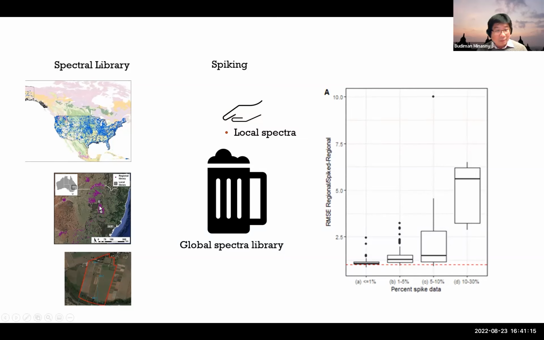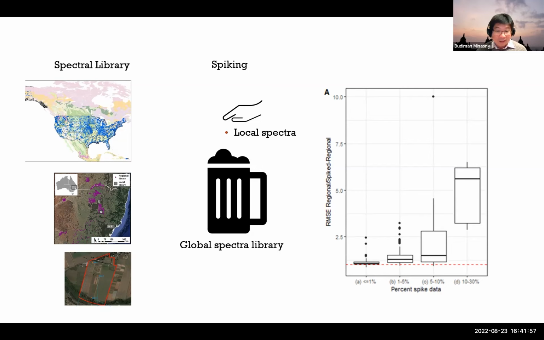The problem is that if you have this global library, when you try to predict locally, it doesn't perform well. Why? Probably because when you do a calibration on a large scale, on a large data set, you're trying to generalize the relationship. But on a local scale, on a field scale or farm scale, the relationship is more specific. So when you use a global library, which tries to generalize the prediction, it usually performs very poorly on the local scale.